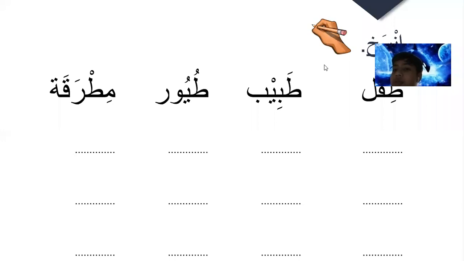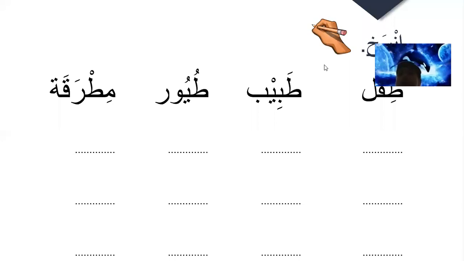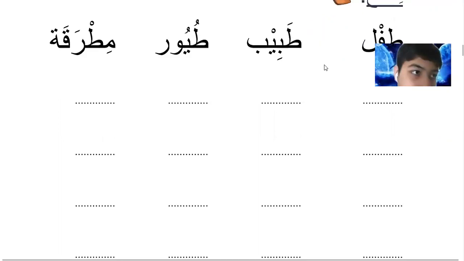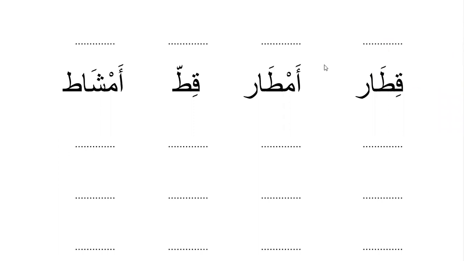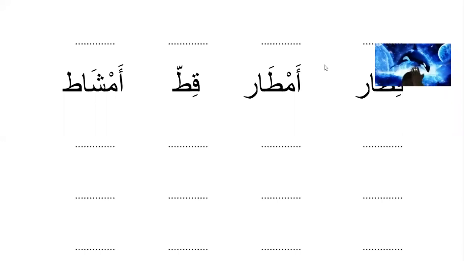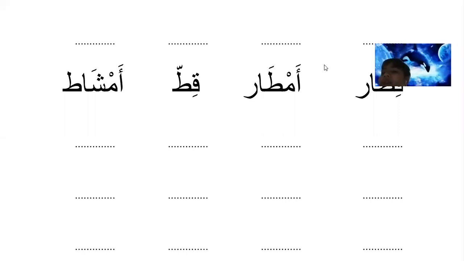Tayr is birds. Good. Then, mitraka is hammer. Good. Qitar is a train, I think. Correct. Then, amtar is probably rain. Good. Qit, cat. Good. Amshat is combs. Combs.